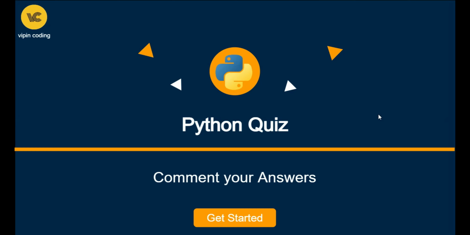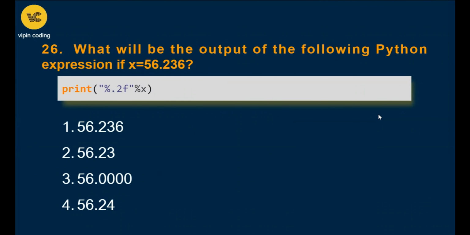Now let's get started with our questions. Our first question is, what will be the output of the following Python expression if x equals 56.236? Print "%.2f" % x. Now the options are 56.236, second is 56.23, third one is 56.0000 and fourth one is 56.24. Let's see the answer for this.